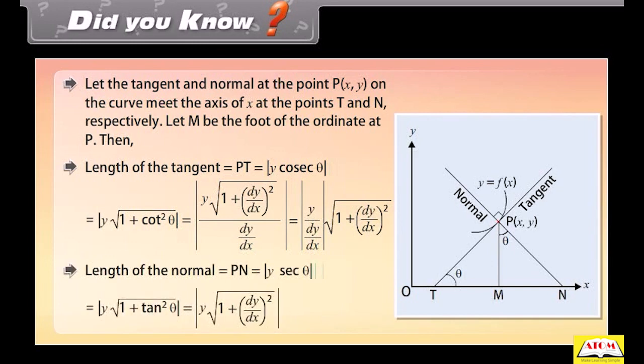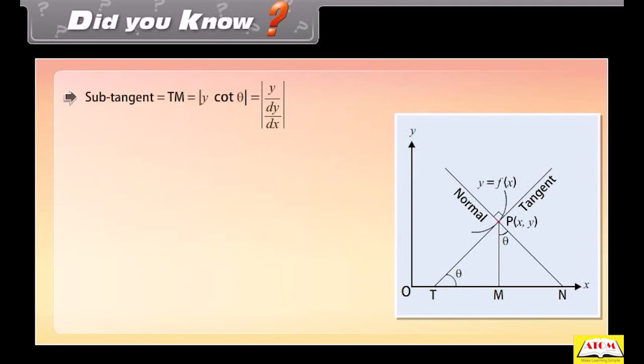Length of the normal is PN = |y sec θ| = |y| √(1 + tan²θ) = |y| √(1 + (dy/dx)²). Subtangent is TM = |y cot θ| = |y / (dy/dx)|. Subnormal is MN = |y tan θ| = |y (dy/dx)|.